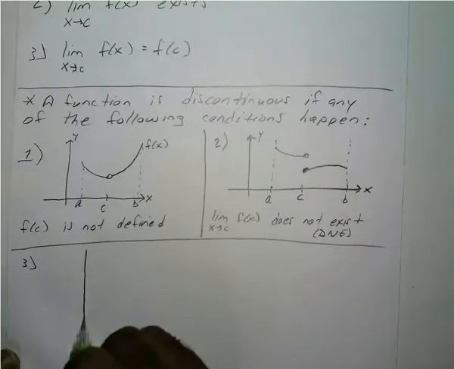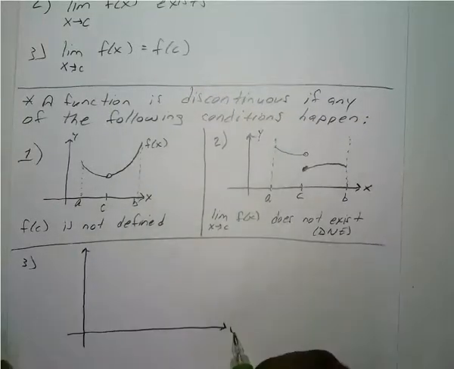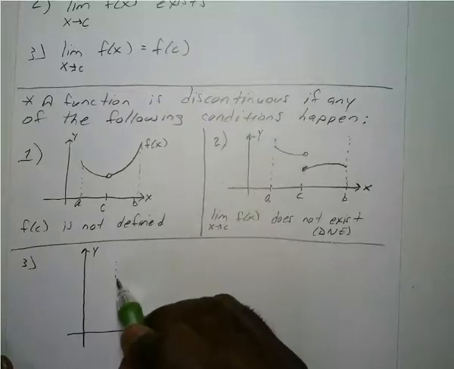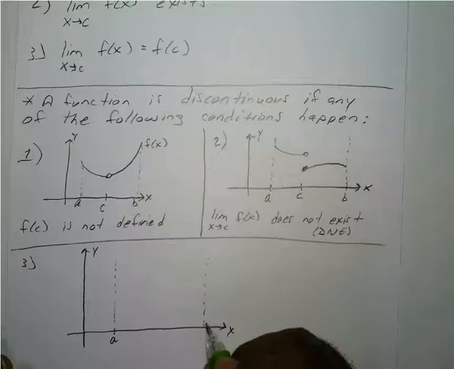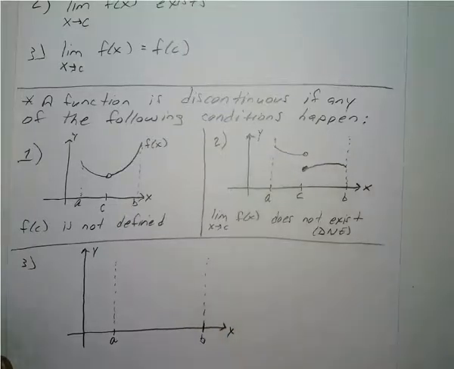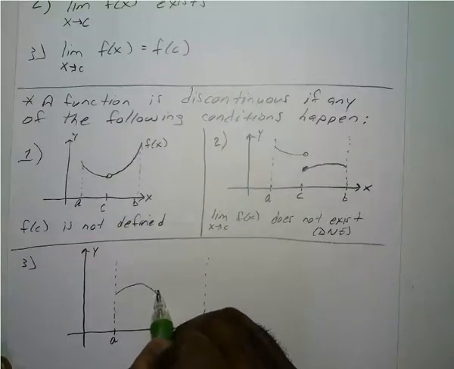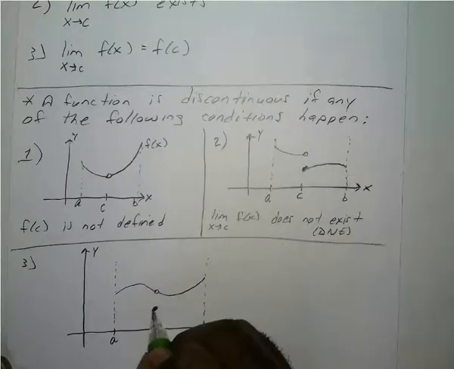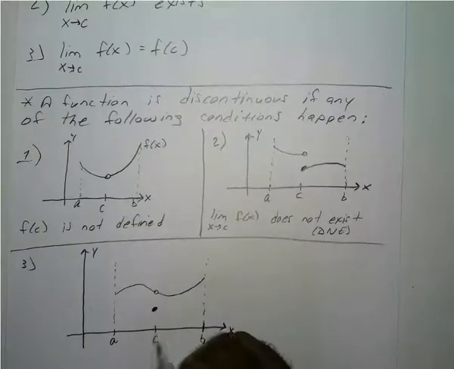And again, we're going to go ahead and draw our x and y axis. There we go. Okay. And again, we have some interval between A and B where we have a graph with an opening inside. But we also have that point there, and that we will call C.